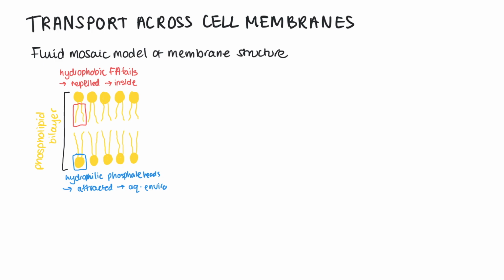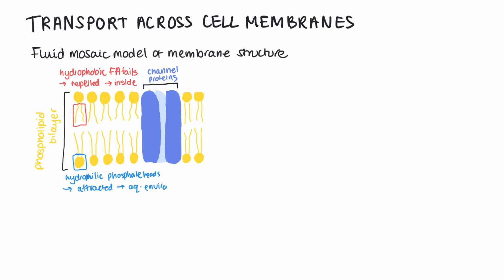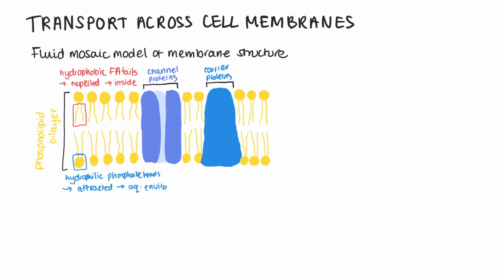Embedded in the phospholipid bilayer are proteins. These proteins might be intrinsic or extrinsic. Examples of intrinsic proteins are channel proteins, which form pores in the membranes, or carrier proteins. There may also be extrinsic proteins, which are found in one layer of the phospholipid bilayer, whereas intrinsic span across.